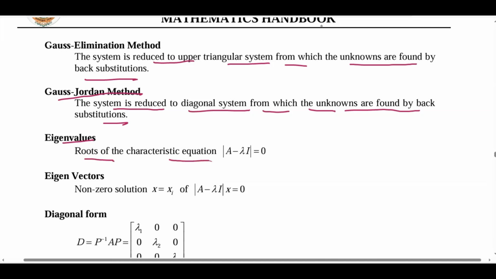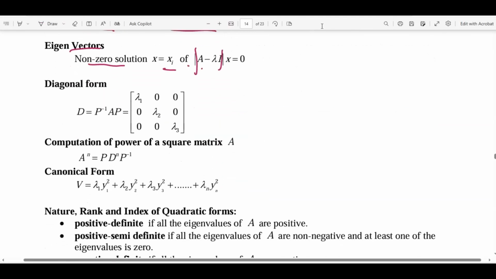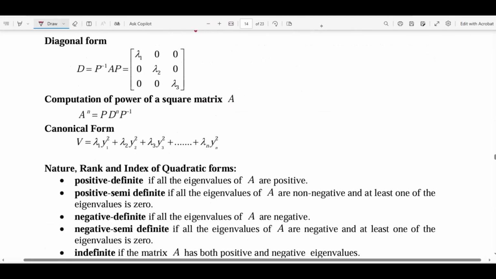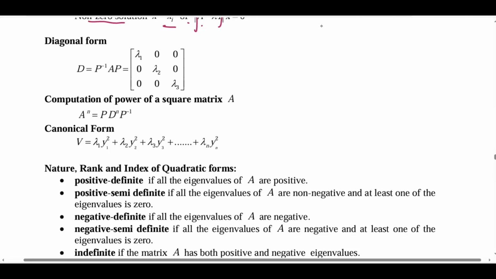Eigenvalues are the roots of the characteristic equation, determinant of A minus lambda I is equal to 0. Eigenvector will be the non-zero solutions x, that is, determinant of A minus lambda I into x is equal to 0. Then diagonal form: D is equal to P to the power of minus 1 A P, equal to diagonal matrix lambda 1, lambda 2, lambda 3. Computation of power of square matrix: A power n will be P D power n P to the power of minus 1.